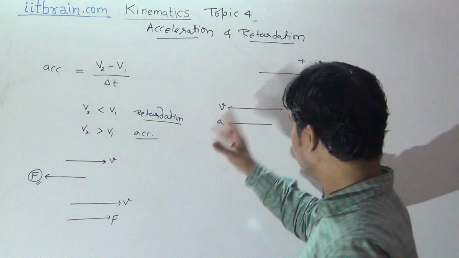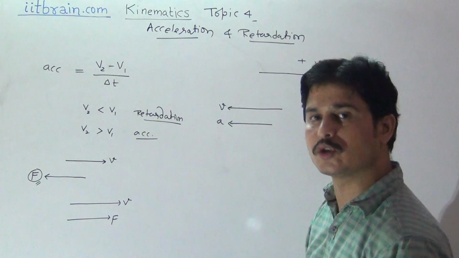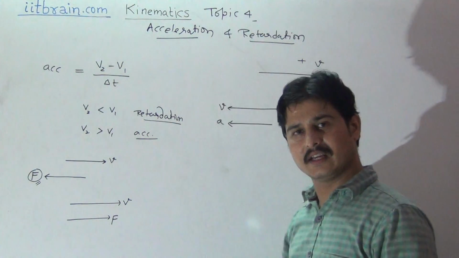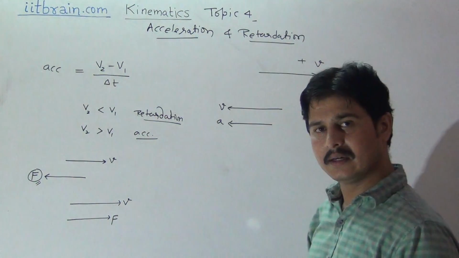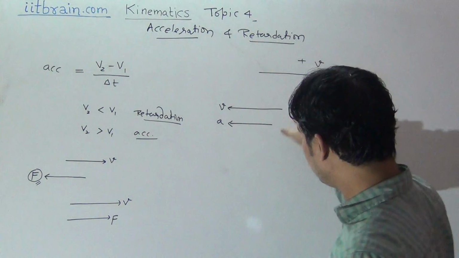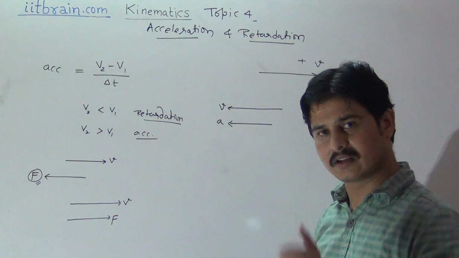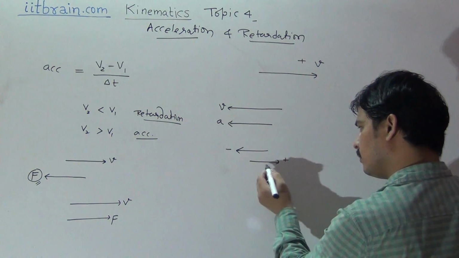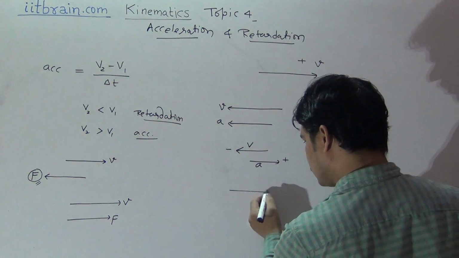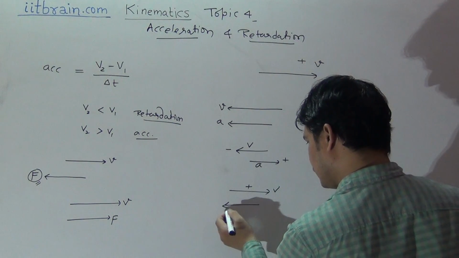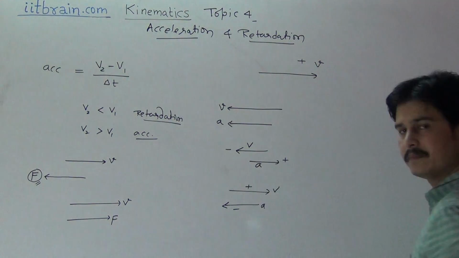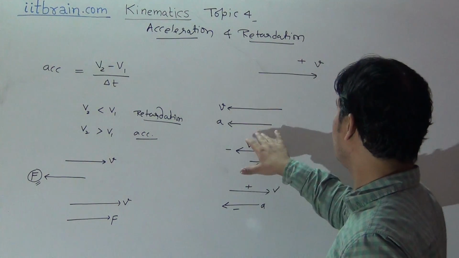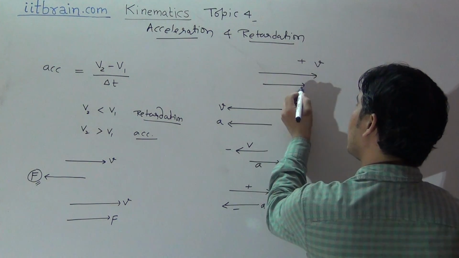It means it does not depend upon plus or minus of the directions, it depends on the relative directions of V and A. If V and A both are negative, then A is acceleration. If V and A both are positive, then it is acceleration. If V is negative and A is positive, or in other case, if V is positive and A is negative, in both these two cases, it is known as retardation. So these two are retardations, and these two are the examples of acceleration.